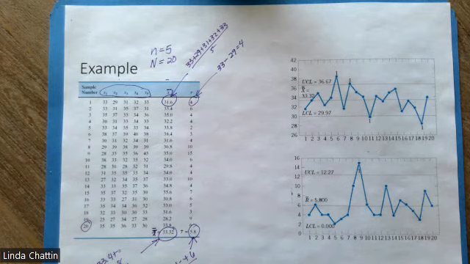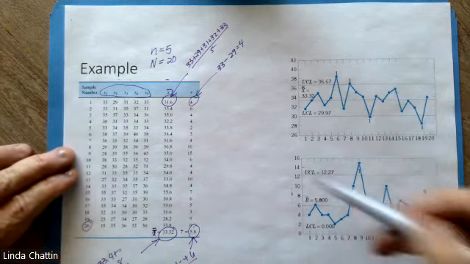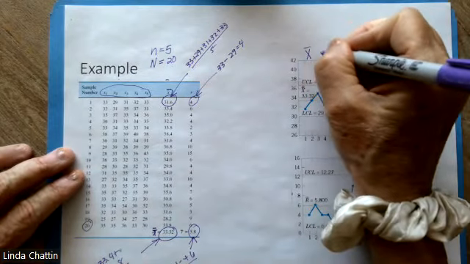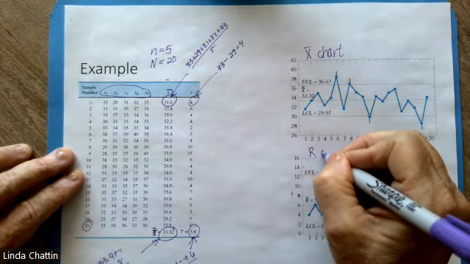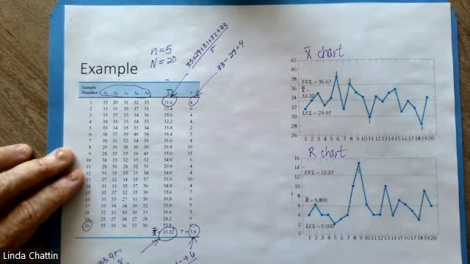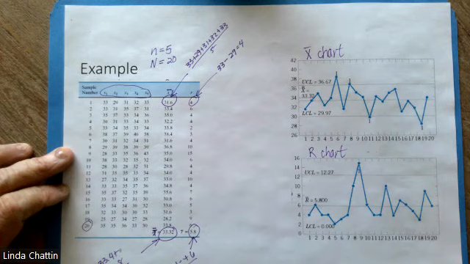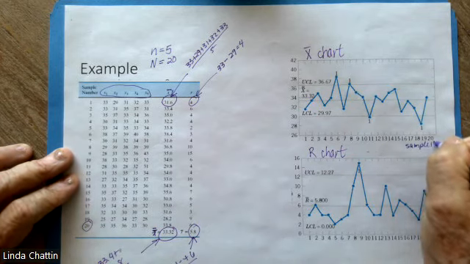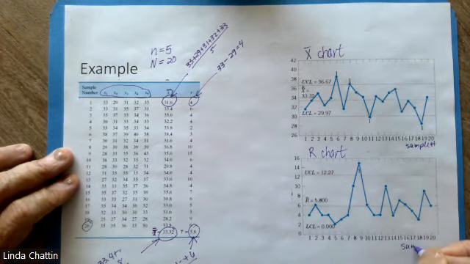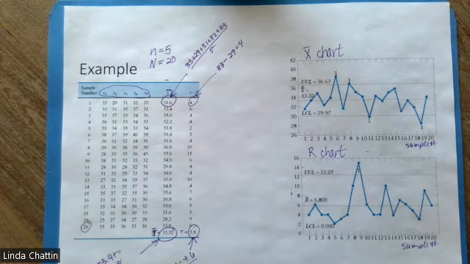Now we need those values because what we want to do is create our X bar chart. That's what this chart is here. This is my X bar chart. This is my R chart. This X-axis is the sample number here. And then these are the values that we're going to be plotting.